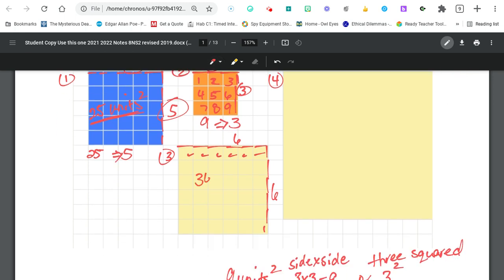Here, the area was 36 square units. So what could we do with a 36 to get a side length of 6? Remember, that's my side length. And this was my area. So if I wanted to work backwards, could I? Here's my area of 36. And that was my side length.